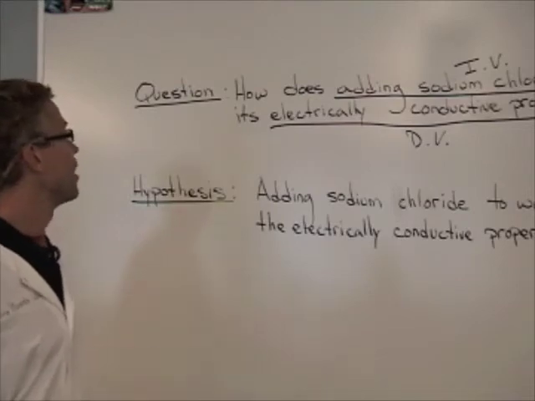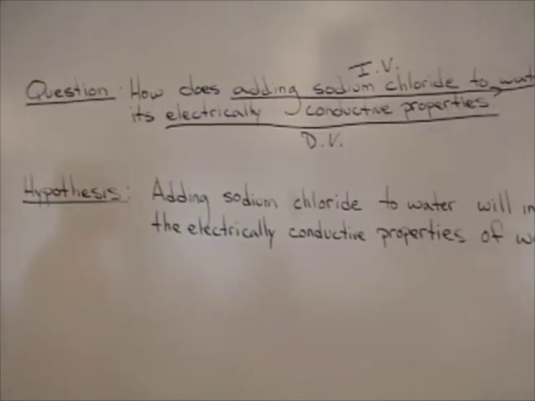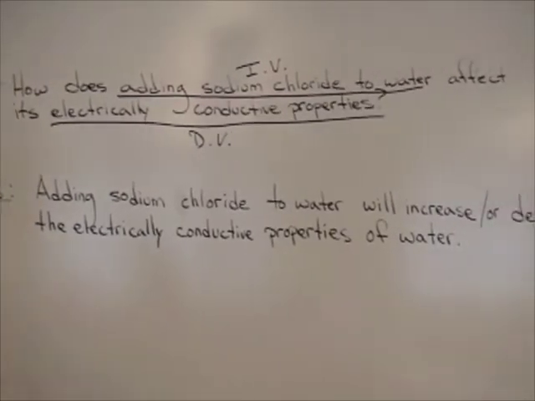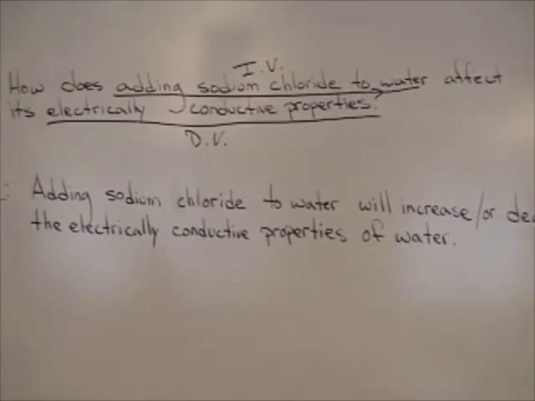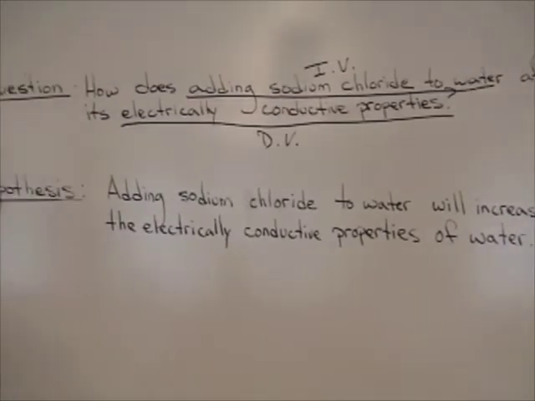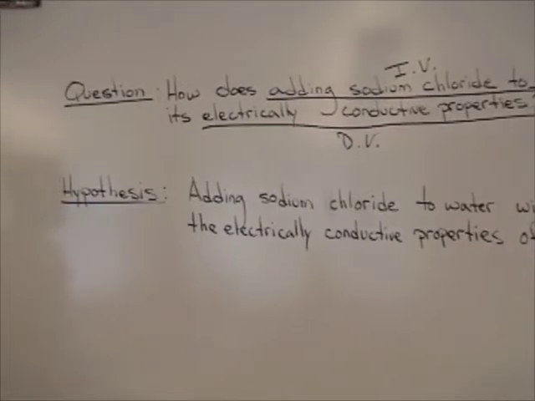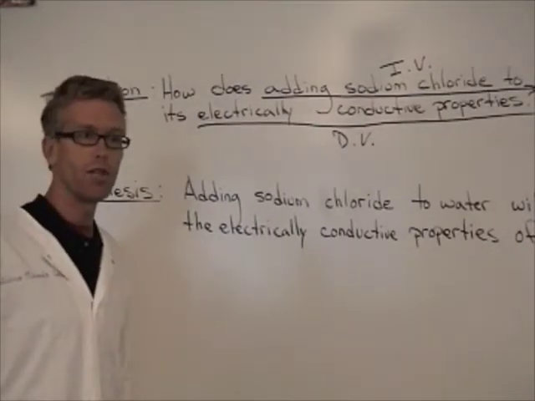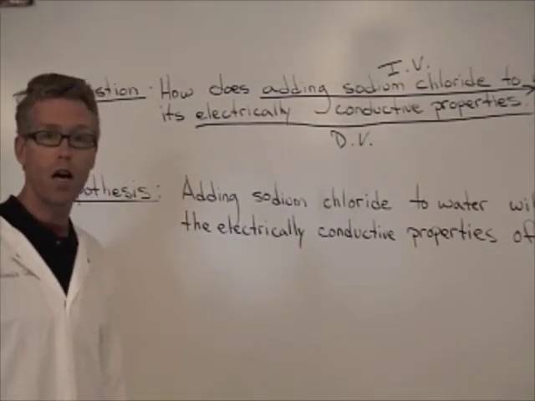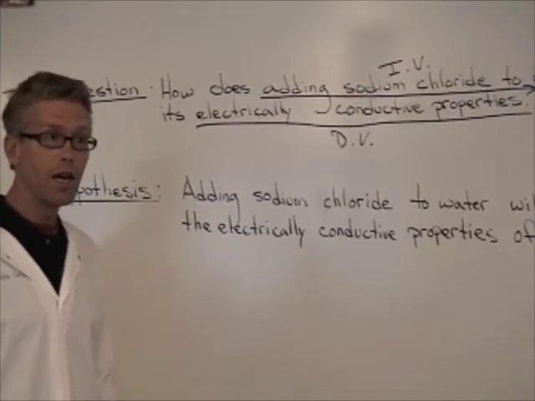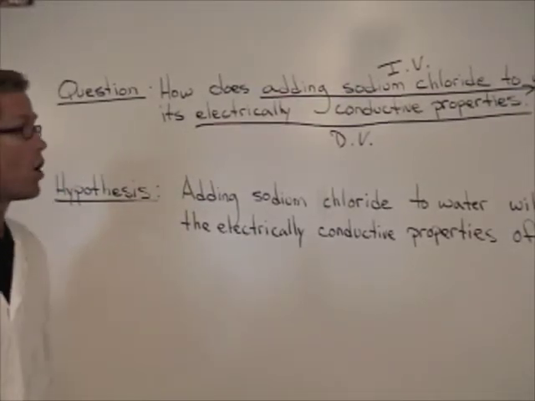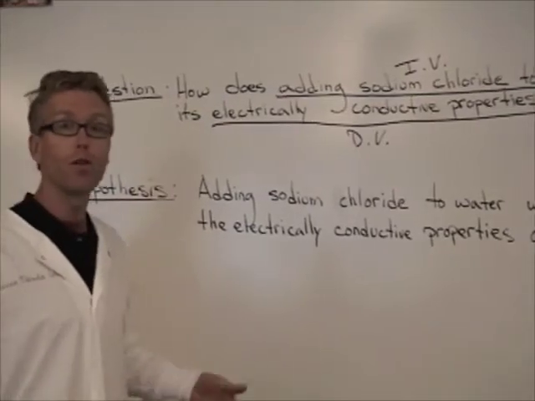So here's our question. How does adding sodium chloride, salt, to water affect the electrically conductive properties of water? Okay? So any good question is going to have very easily identifiable variables. Independent variables, which are the cause or the action, and dependent variables, which are the effect or the reaction.